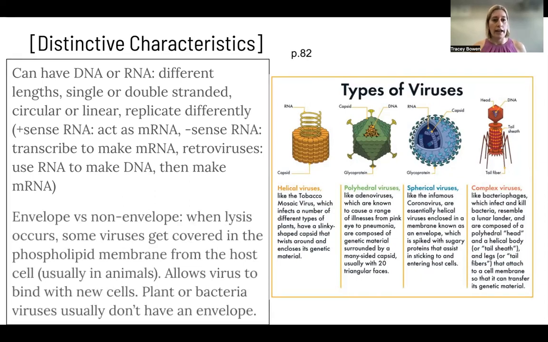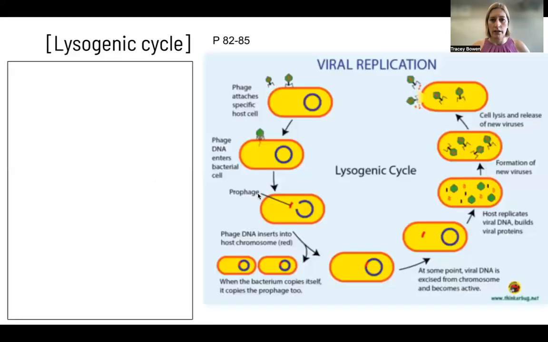A lot of them have an envelope versus a non-envelope. And when lysis occurs, some viruses get covered in phospholipid membranes from the host cells. This is usually for animals, and that allows the virus to bind with new cells. So plant or bacteria viruses don't typically have an envelope, and then they don't typically get covered in the phospholipid membrane to allow them to get into the different cells that they're trying to penetrate.